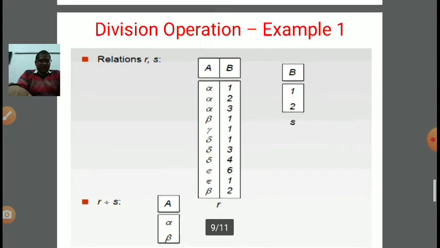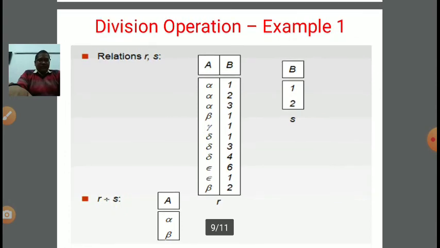So if you see here the division operation, relation R is given. In relation R there are 2 attributes, and there are a total of 11 rows. Clear? Alpha 1, alpha 2, alpha 3, beta 1, gamma 1, delta 3, delta 4, epsilon 6, epsilon 1 and beta 2. This is R, and the second relation has only one attribute, that is B, only one column, having 2 rows, 1 and 2, in S.